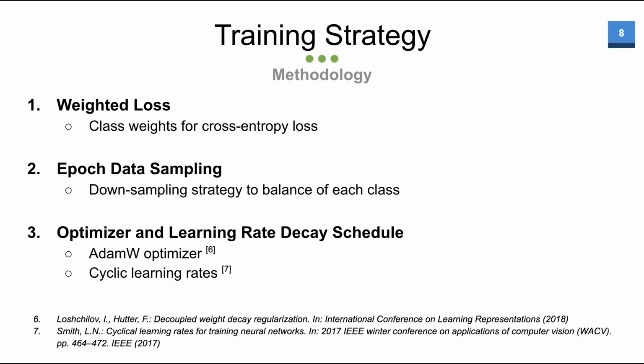To prevent overfitting in the healthy region, we also include class weights for cross-entropy loss and data sampling. Besides, the AdamW optimizer and cyclic learning rates allow the model to learn for more iterations without falling into improper local minima.